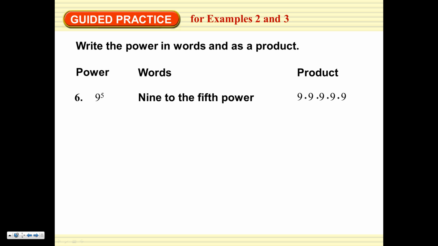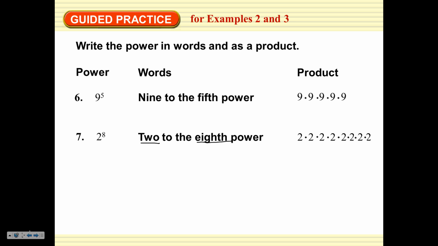Number 7, 2 to the 8th power. And that's what you should write. 2 to the 8th power. Notice the base is always first, and the exponent is always second in the words. And how many 2's should you write here? Hopefully in your head you know the answer. You should have 8. You should have 8 2's written out there together.